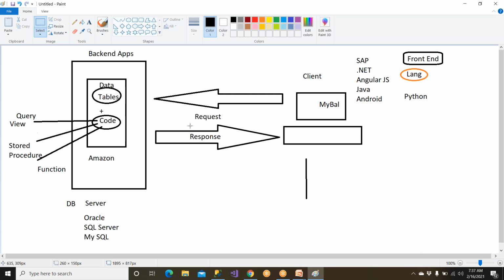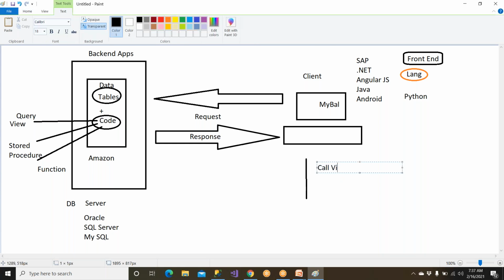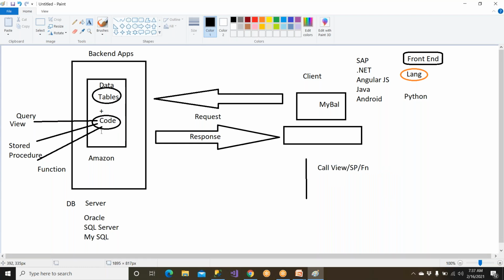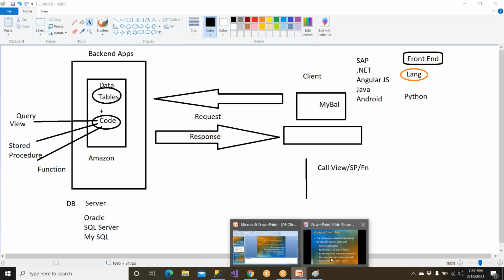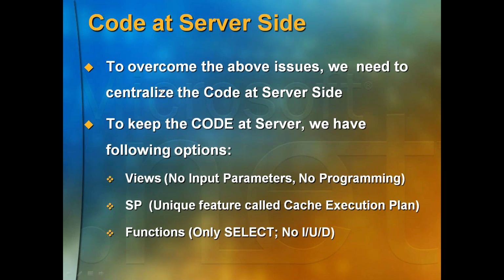Now you are going to put this query into a view or a procedure or a function. Now what you do, you can simply call it: either call a view, or call a function, or call a stored procedure. Clear? You may have 1,000 lines of code, that can be a view, a stored procedure, or a function. You should only be calling the view, or calling the function. So this is what is called centralization of the code. Clear? Instead of keeping the code in the client, we are going to keep the code on the server side. To overcome the above issues, we need to centralize the code at the server side.